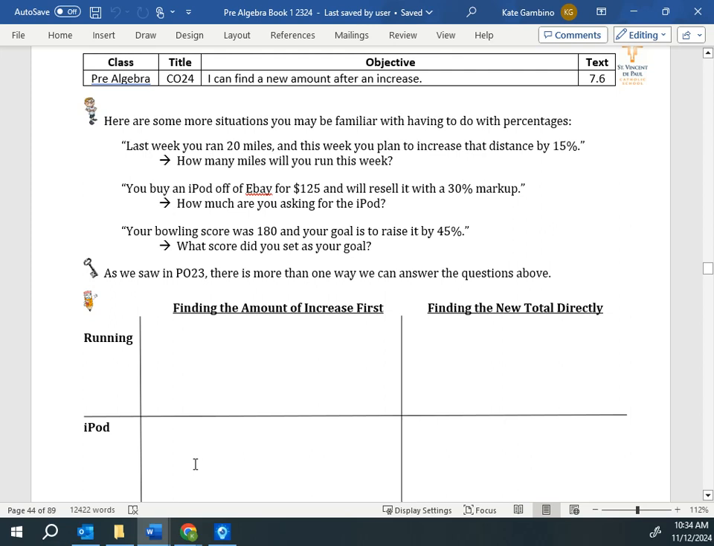Good morning. Today we are moving on with those percentages. This time we are doing CO24. I can find a new amount after an increase.